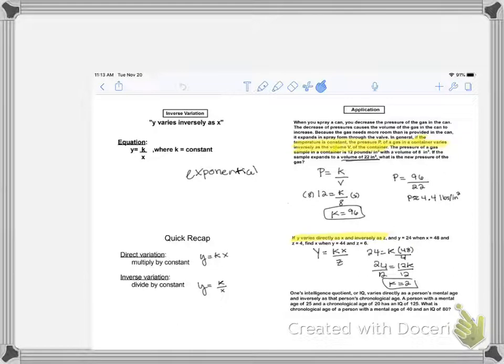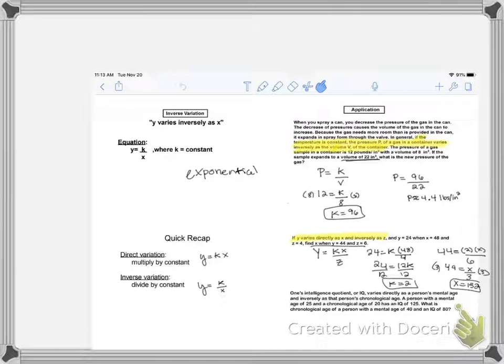So let's use that information. It says find x when y is 44 and z is 6. So we're going to say, okay, y was 44, k is 2, x is unknown, over z, which was 6. So if I divide 2 by 6, that's going to give me 1/3, and then I can multiply by 3. So x would equal 132.